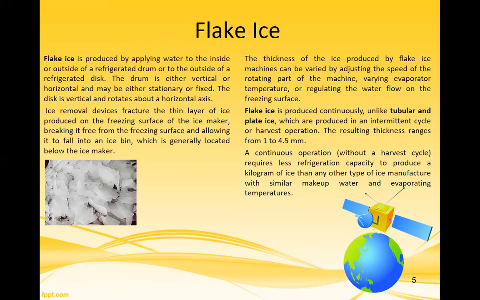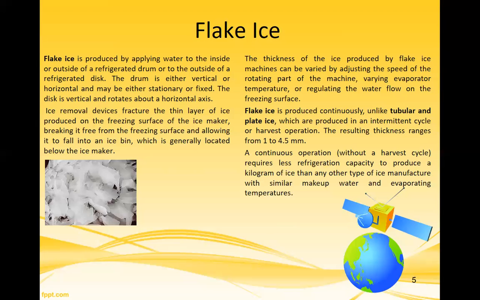The thickness of the ice produced by a flake ice machine can be varied by adjusting the speed of the rotating part of the machine, varying the evaporator temperature, or regulating the water flow on the freezing surface. Flake ice is produced continuously, unlike tubular ice and block ice, which are produced in an intermittent cycle or harvest operation, batch by batch. The resulting thickness ranges from 1 to 4.5 mm.